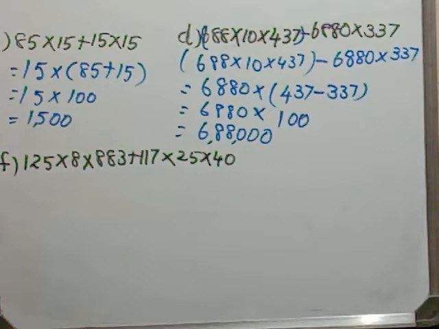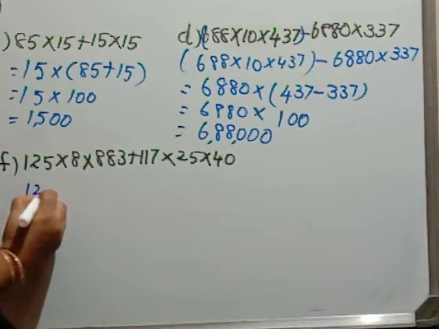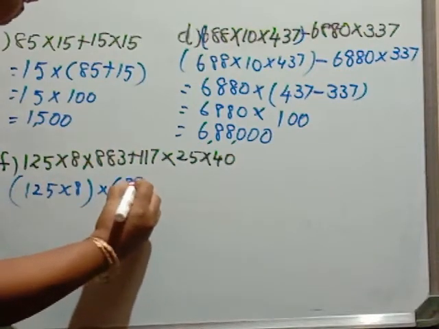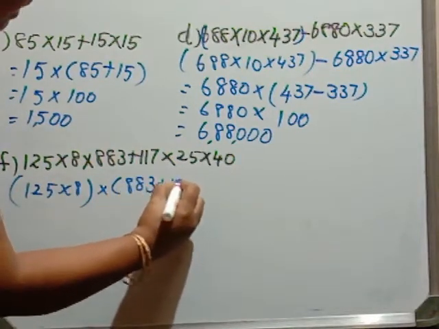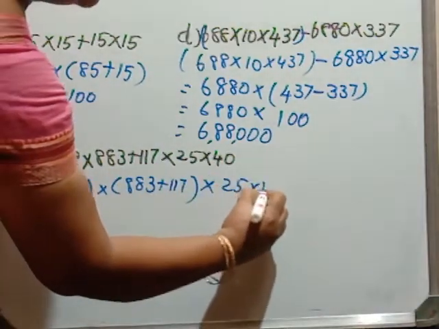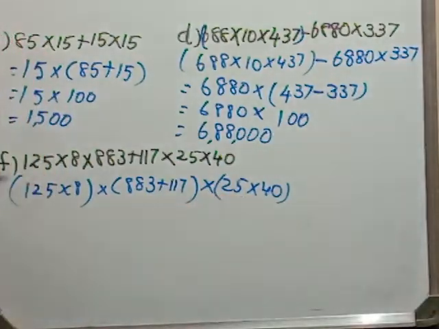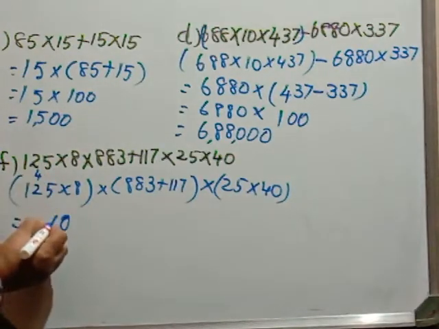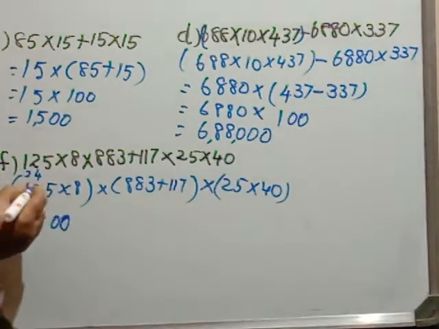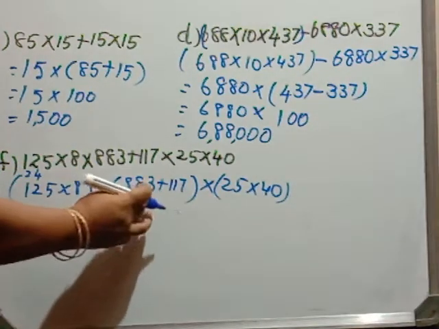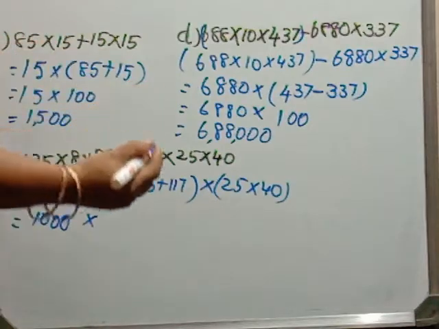One more sum, I'll do it here. First, how to group it? 125 into 8, where we are getting maximum zeros. 883 plus 117 is the other group, into 25 into 40. Now, shall we multiply? 8 5s are 40, remainder 4. 8 2s are 16 plus 4, 20, remainder 2. 8 1s are 8, 8 plus 2, 10.